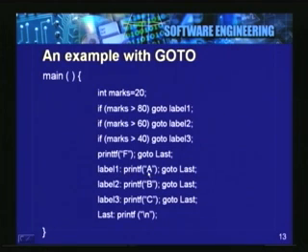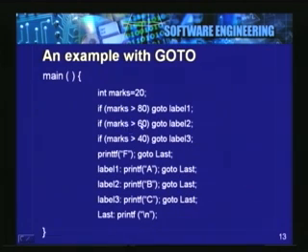Label 1 prints a grade A, and then jumps to last. Last is going to print the label last. At label last you have a statement that simply prints a new line character. Otherwise, if marks are not greater than 80, the control will pass on to the second if statement, which checks if marks are greater than 60. If it's true, then go to label 2. Label 2 prints a B grade, and again from there you jump to last.